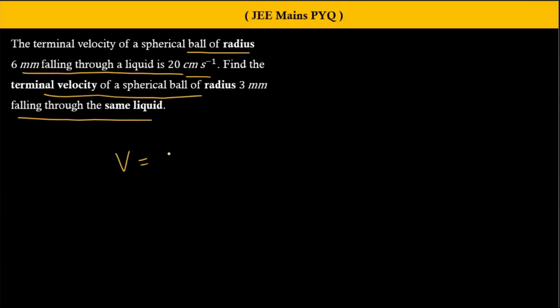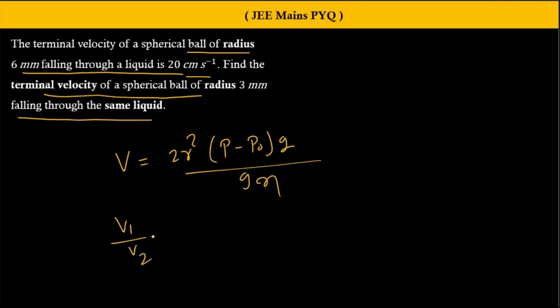Terminal velocity का formula क्या होता है? 2r square (rho minus rho naught) g divided by 9η. Okay. So v1 by v2, everything is staying constant except that of radius. So v1 by v2 will be equal to what? This will be equal to r1 by r2 (whole square). Done. So you simply put the value.